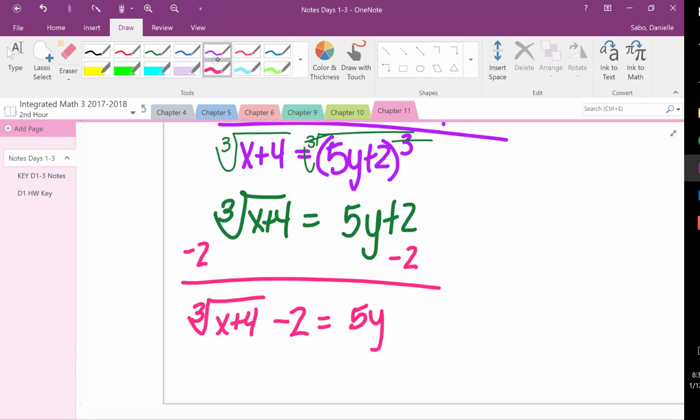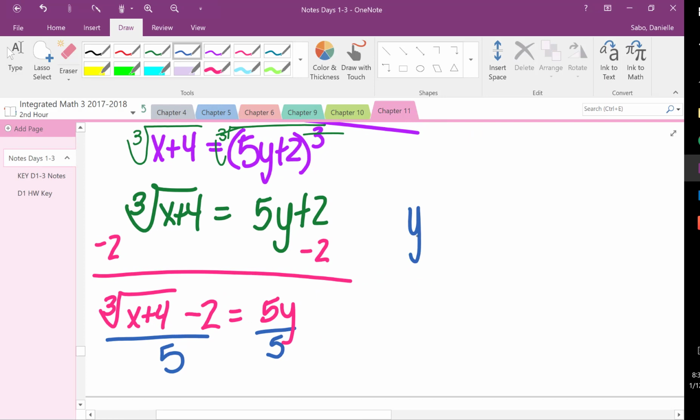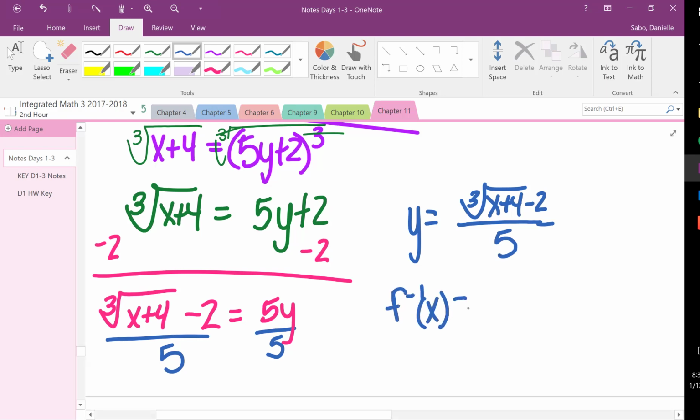Last and final step for solving for y is divide by what? 5, very good. And the whole thing is divided by 5, not just one piece. So right away, I got y equals the cube root of x plus 4 minus 2, all over 5. Done with step 2. The very last step, there's really no math involved. I just need to make sure that I am noting it is an inverse notation. So I'm just going to be changing my y to f inverse of x.